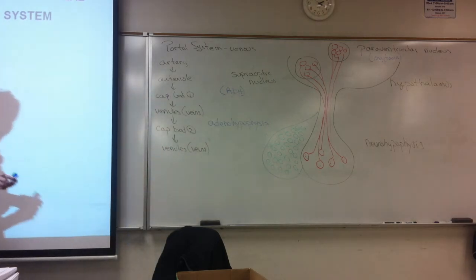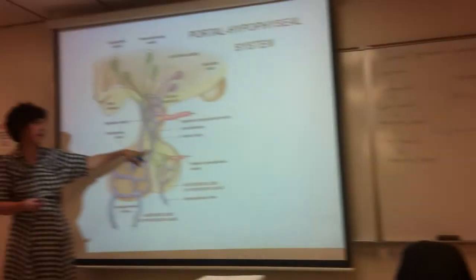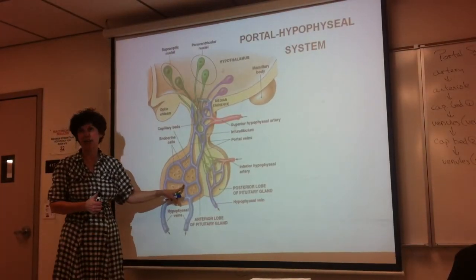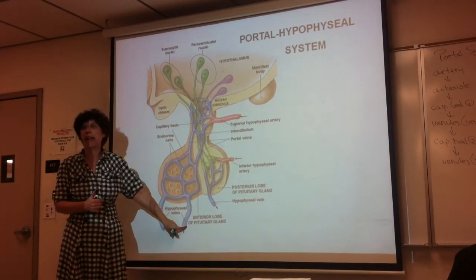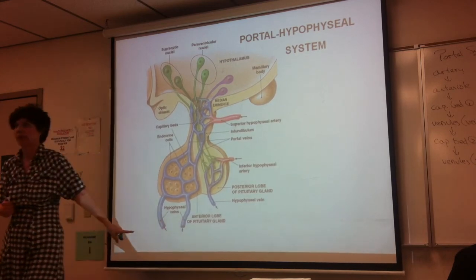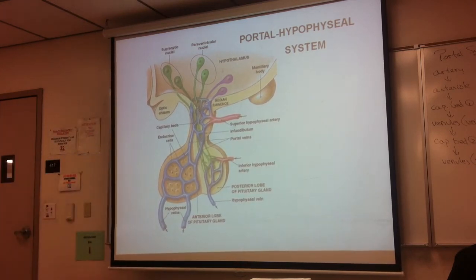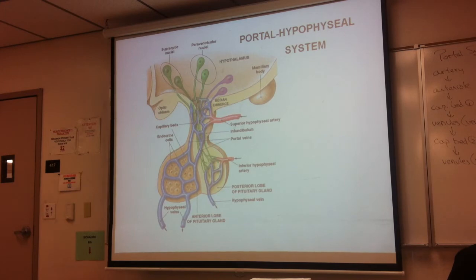Okay. So here's our first capillary bed, venules and veins, and then our second capillary bed, and then venules and veins going back to the heart. So this is described as a venous portal system.